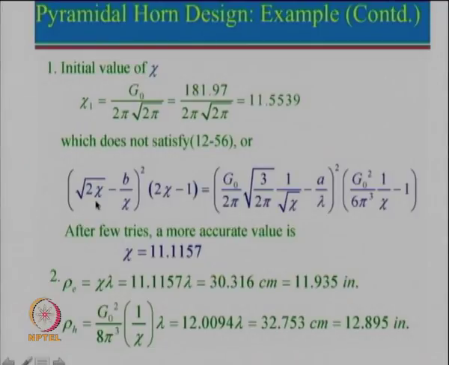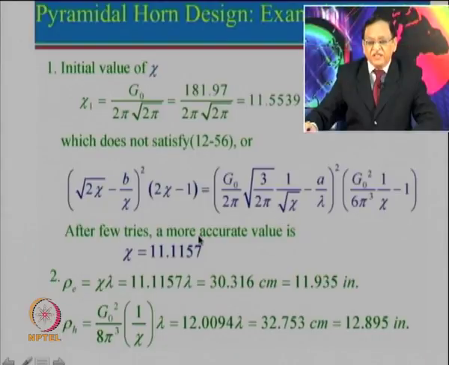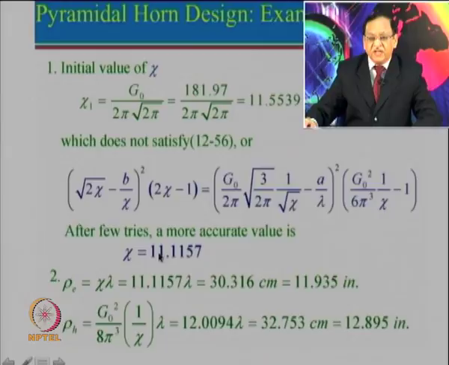So that means this xi value has to be decreased. If this is decreased, this LHS will decrease and this will increase. After a few iterations, if you do it properly, you can see that the xi value is about 11.11. If you compare with this here, it is within 4% error, which is a fairly good starting point. And if you use this starting point, then we can arrive at the solution quickly.